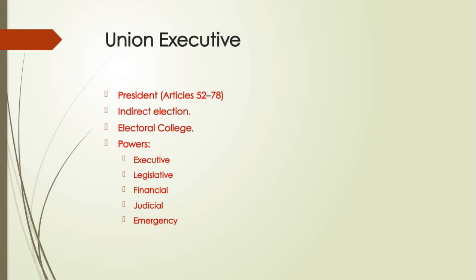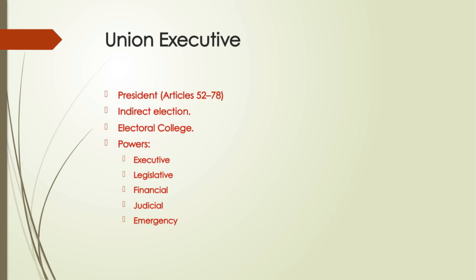Now let's talk about the President, as outlined in Articles 52 to 78. The President is elected indirectly, meaning that citizens don't vote for them directly, but instead, they choose representatives who then elect the President. This brings us to the electoral college system, which plays a crucial role in this process. Moving on to the powers of the President, they are quite extensive.